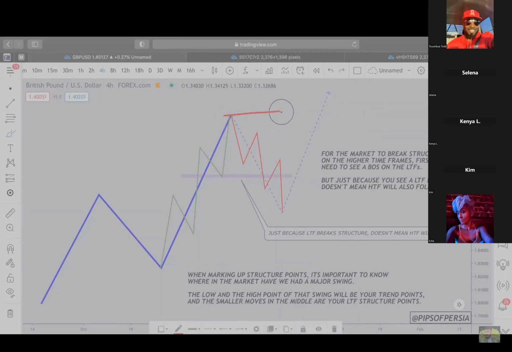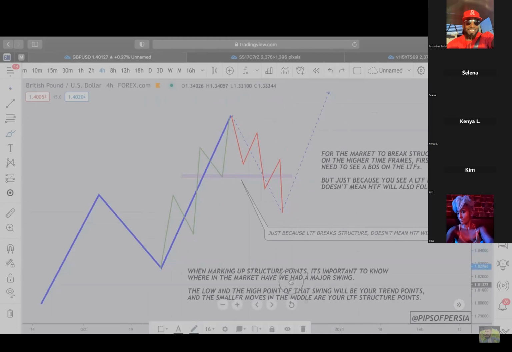This whole thing over here can be considered a pullback, and you always have to pay very close attention to where the major swings in the market have taken place. Where have we had a major swing, a major move in a given direction? And probably the best way that I can help you out with it is what I've written down here.